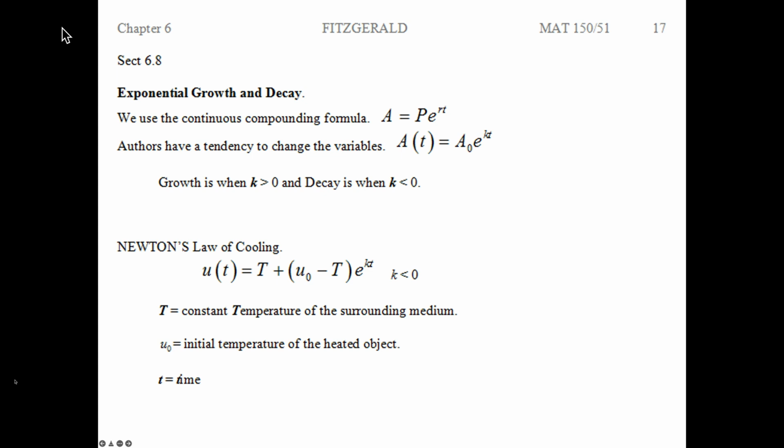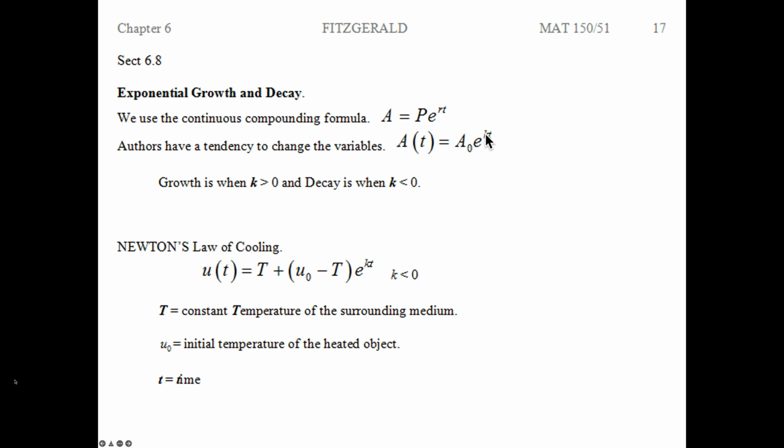Right, so let's get started with section 6.8. We're going to look at exponential growth and decay. That's our first formula. Well, it's really not a new formula. It's everything based off of that continuous compounding formula, A equals P times e to the rt power, where the author is just going to change the A to A of t. So he's making this look to be a function in terms of t.